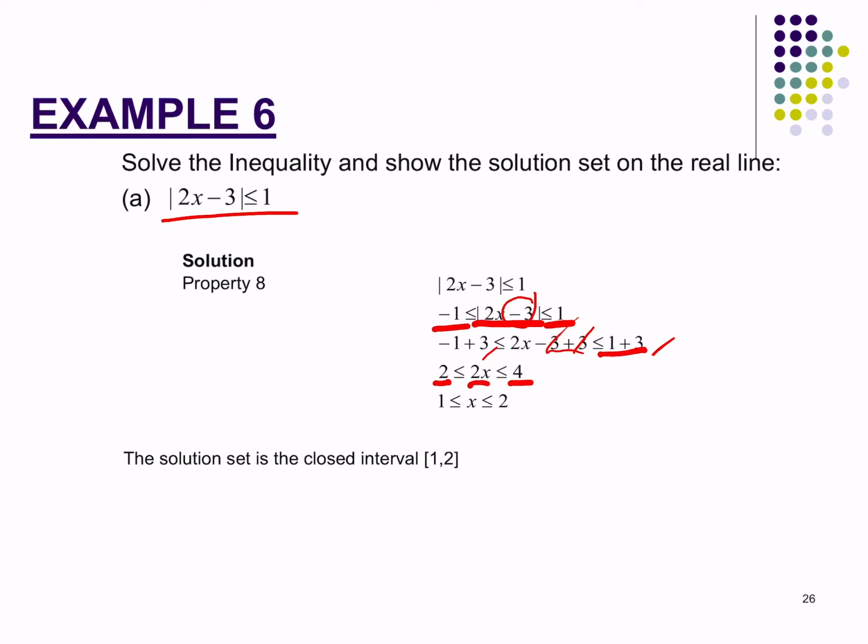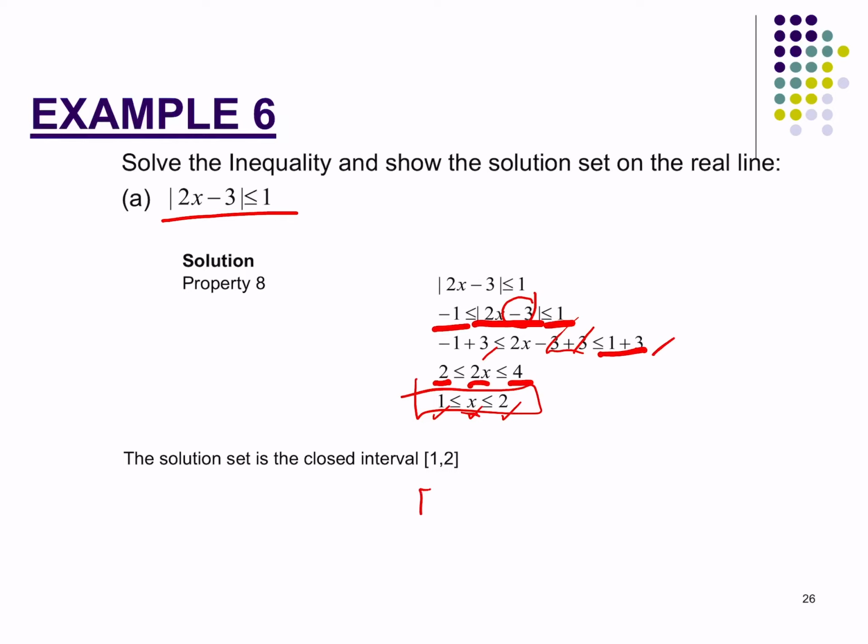Okay, and then you need to look for the value of x. Then we have to divide by 2 for every side and also the middle term as well. Therefore, 2 divided by 2 you get 1, and 2x divided by 2 you get x, and 4 divided by 2 you get 2. Therefore the interval for x lies between 1 and 2. The values 1 and 2 are included in the interval as well.